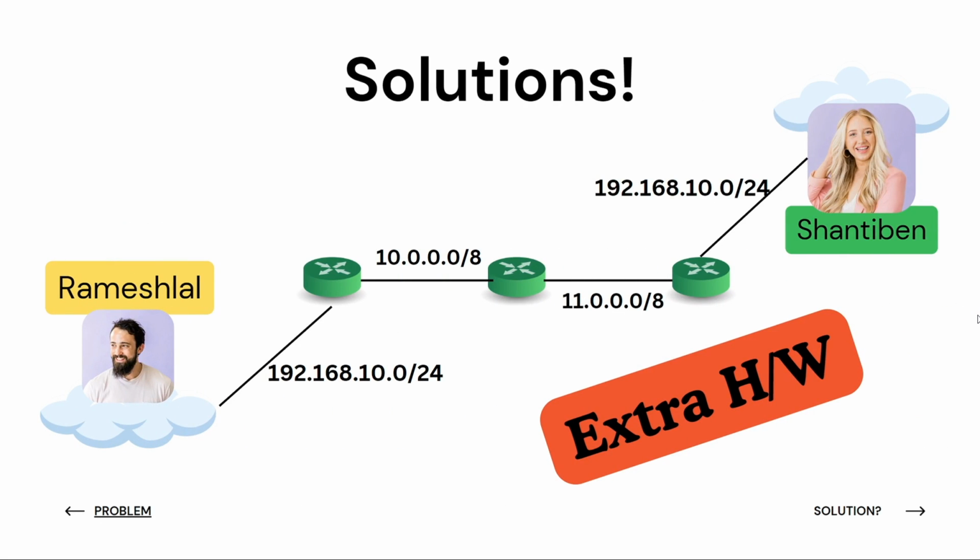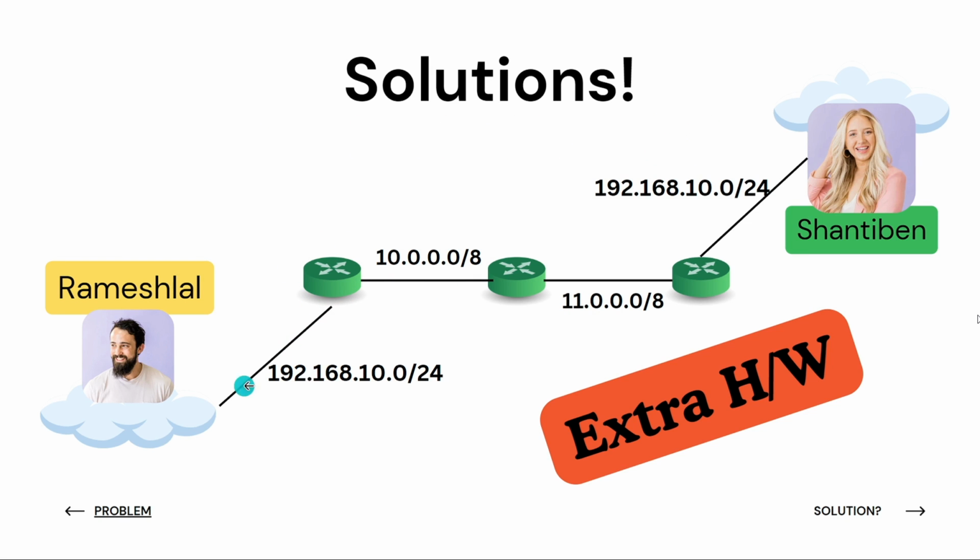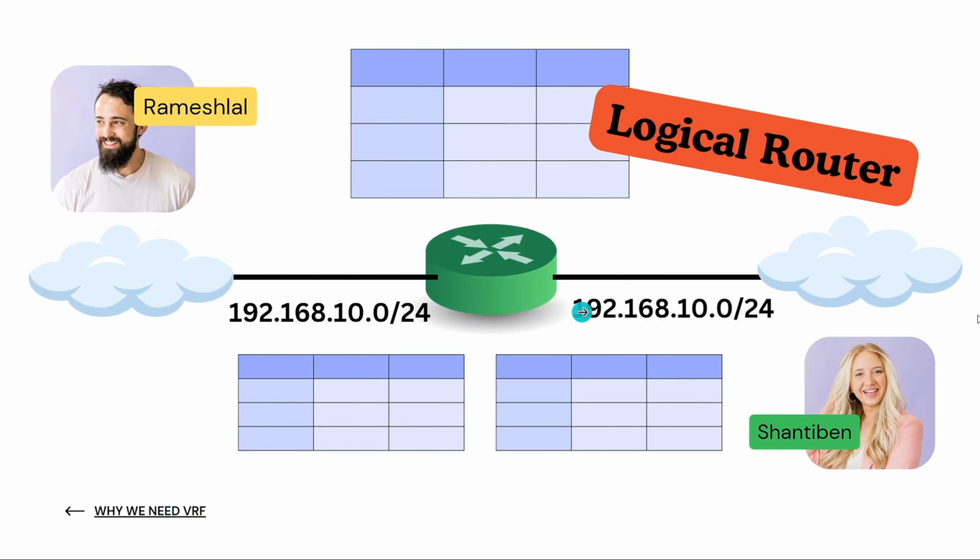So the solution that we have discussed first was very basic, to add extra hardware, and we can have this IP translation, so network address translation basically. So we can convert this IP to different IPs, and we can distinguish between this customer and this customer. But that required extra hardware for that. So in order to reduce that, the solution that we have discussed was VRF.